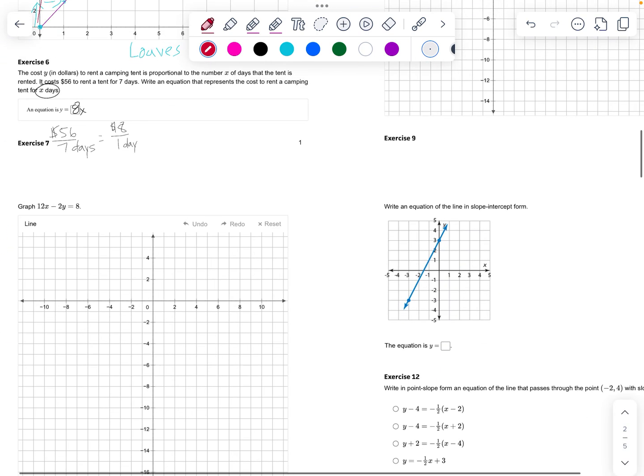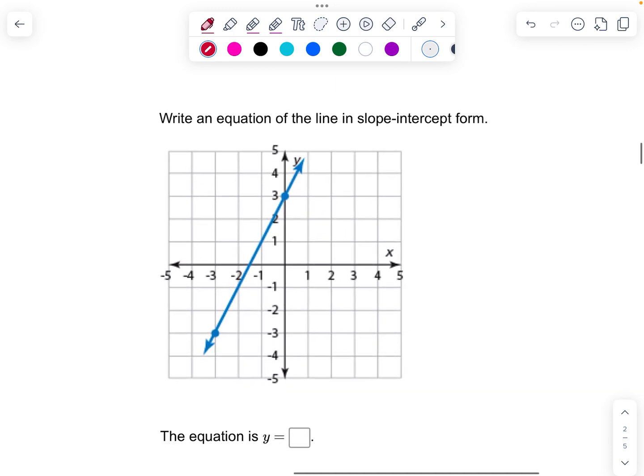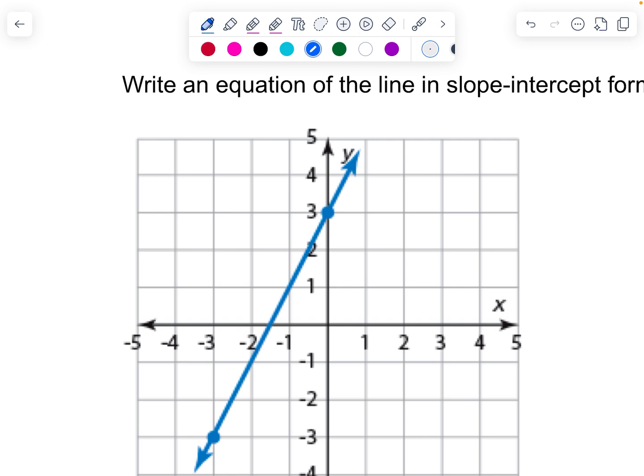All right, number 9. Write an equation of the line in slope-intercept form. Okay, so you need the slope and you need the y-intercept. Well, you've got the y-intercept right here. Let me go red. Okay, right there, that's your y-intercept. Well, what is that? On the y-axis, that's 3. So you know your b right here, b equals 3.